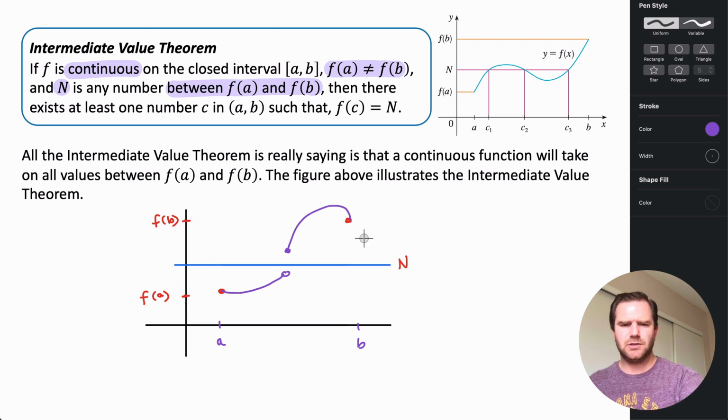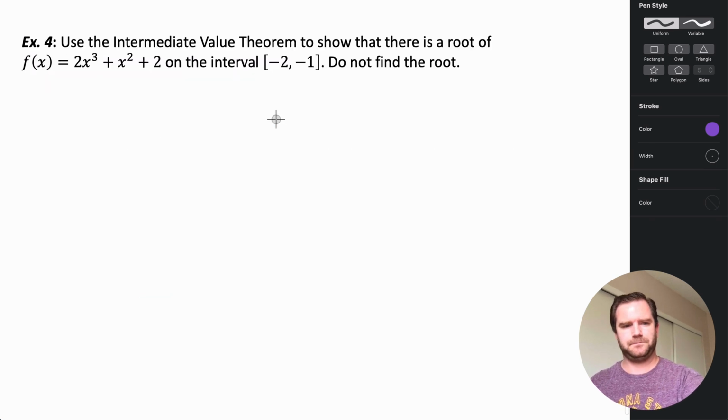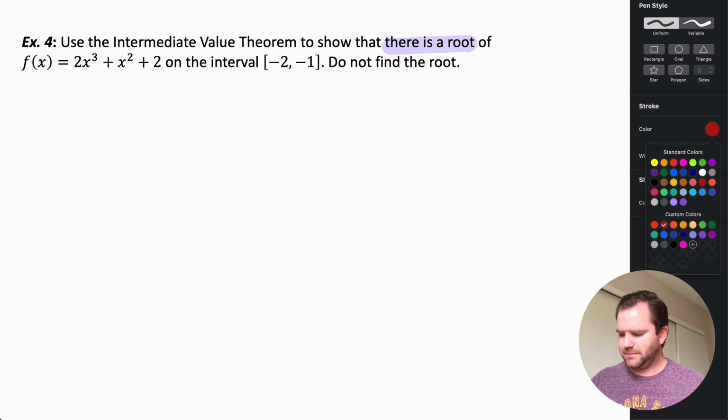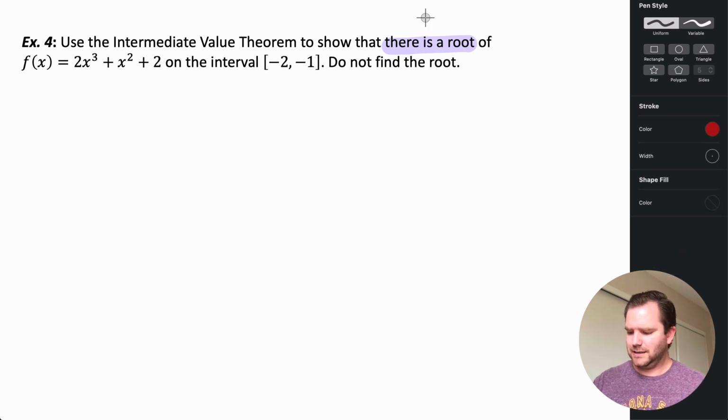So let's look at how we can apply the Intermediate Value Theorem and what we can use it for. In this situation, it says use the Intermediate Value Theorem to show that there is a root of f of x equals 2x cubed plus x squared plus 2 on the interval from -2 to -1. We do not need to worry about finding the root. What does it mean when it's saying that there is a root? This just means that the value of my function is 0 somewhere on this interval. A root is the same as a 0 or an x-intercept.